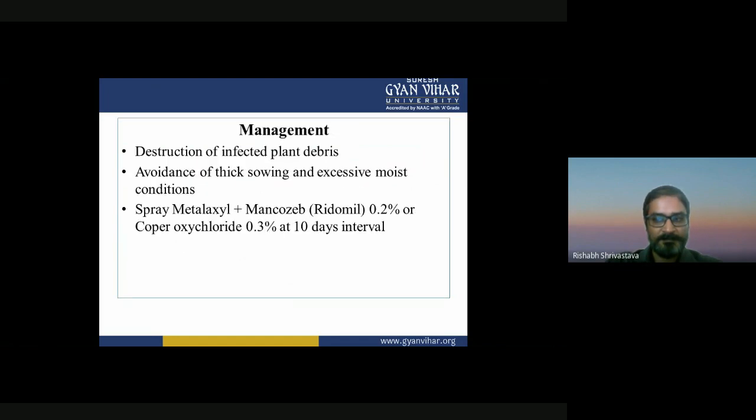Management: destruction of infected plant debris, avoidance of thick sowing and excessively moist conditions. Spray metalaxyl plus mancozeb (Ridomil) at the rate of 0.2%, or copper oxychloride 0.3%, at 10 days interval.